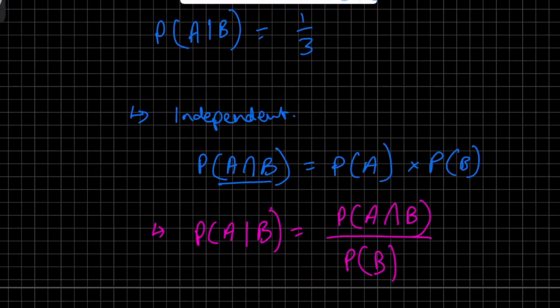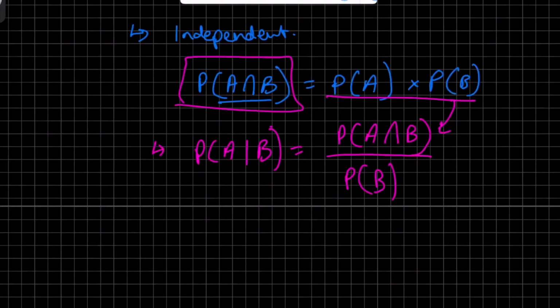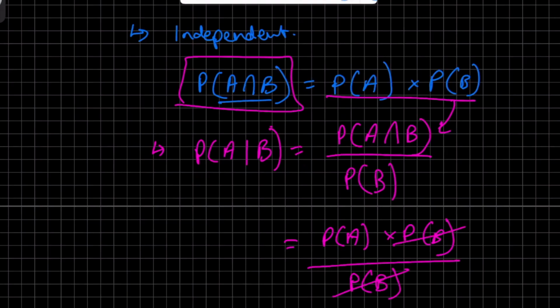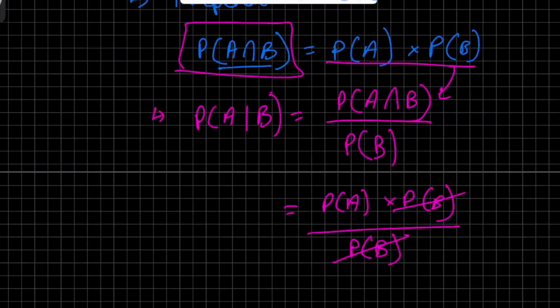So if we make this substitution, where the probability of A and B occurring simply equals the probability of A times the probability of B, this would give us P of A times the probability of B, all divided by the probability of B. Over here, we can see that these two probabilities cancel out. So our probability of A, given that B has already occurred, would simply equal the probability of A.